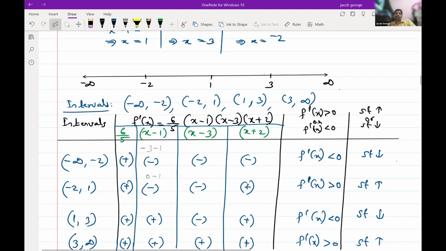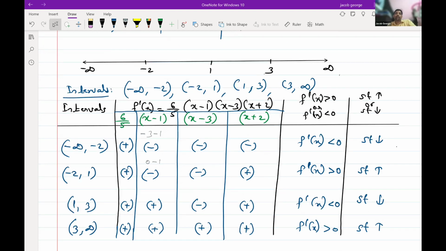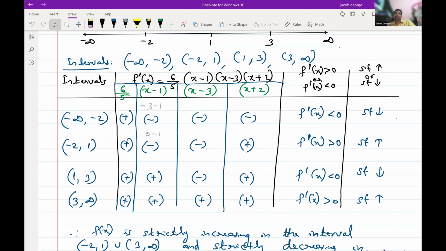4 intervals we get in this type of question. Then we write the same type of column. Here the factors of f dash x are 6 by 5, x minus 1, x minus 3, and x plus 2. Their product is f dash x. And f dash x greater than 0 and f dash x less than 0, we get like this, okay?